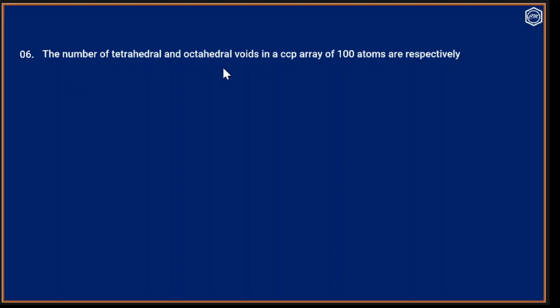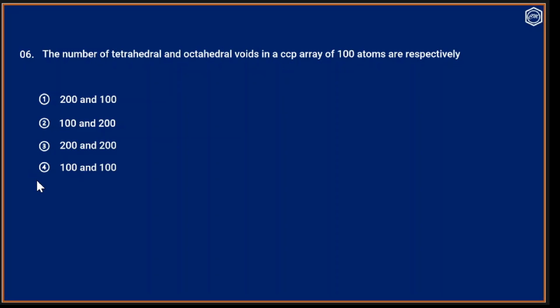The number of tetrahedral and octahedral voids in a CCP array of 100 atoms are respectively: 200 and 100, 100 and 200, 200 and 200, 100 and 100. The number of octahedral voids will be the same as the number of atoms forming the lattice, and tetrahedral voids will be double the number of atoms forming the lattice. Therefore there are 100 atoms, so octahedral voids will be 100 and tetrahedral will be 200. So option 1 is the correct answer.